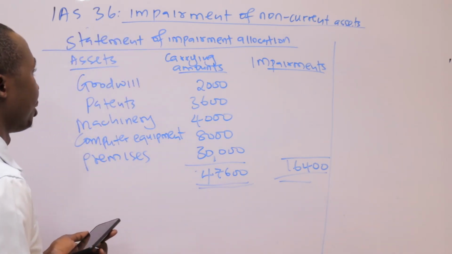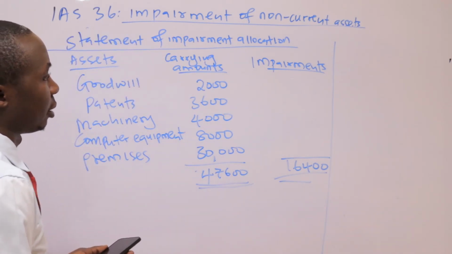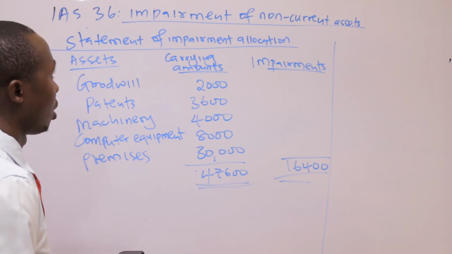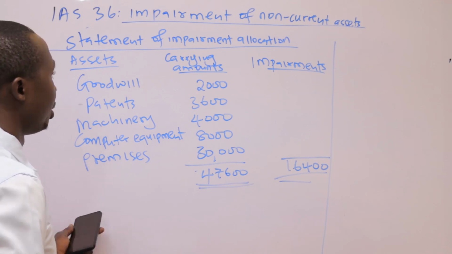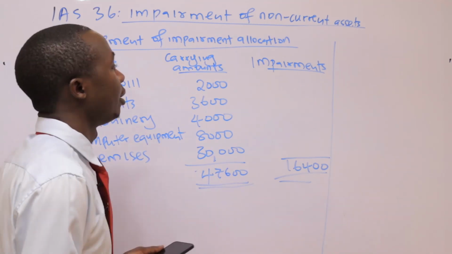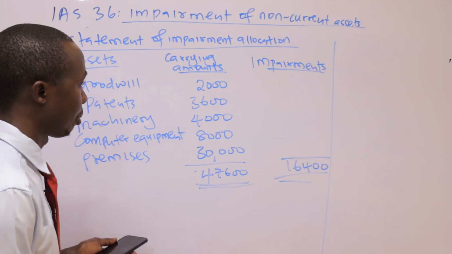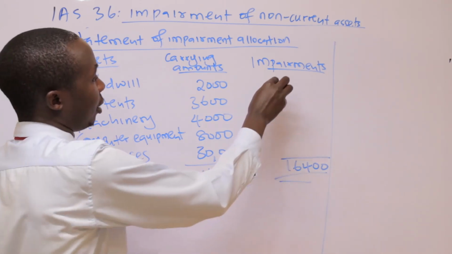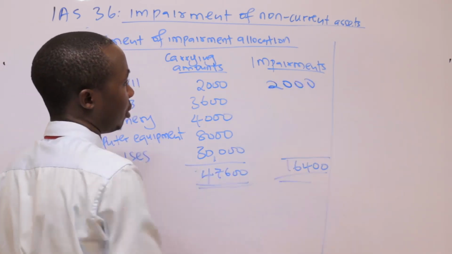So when allocating the impairment to the relevant assets, in the scenario where you have goodwill, the goodwill has to be impaired in full. Then to the other assets, we go with the information provided or on a pro rata basis. So here we have goodwill being allocated in full.